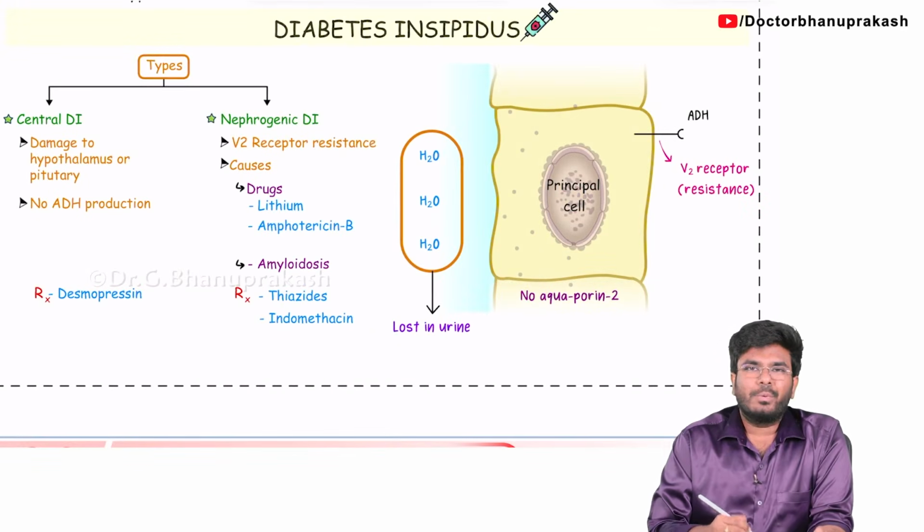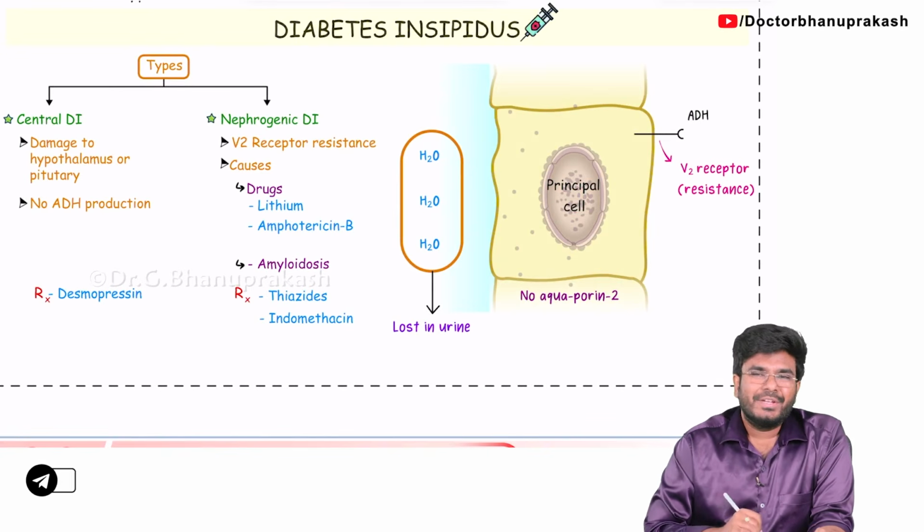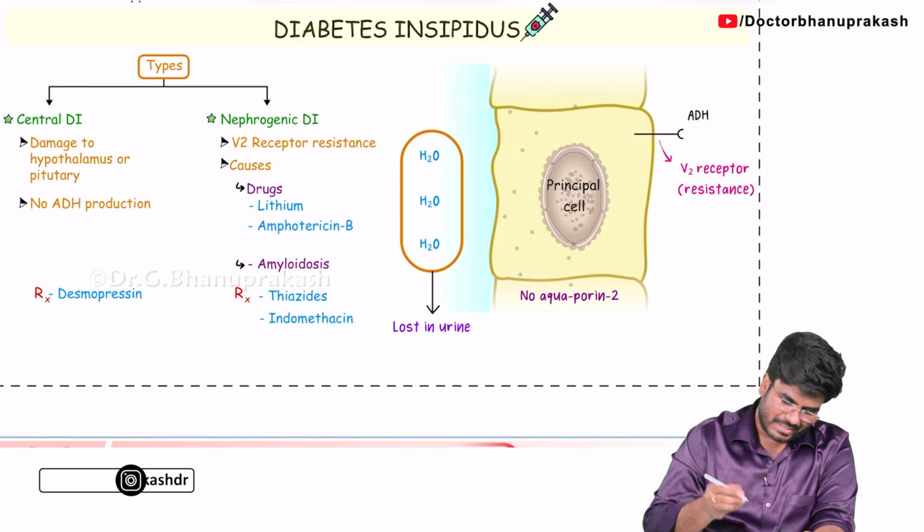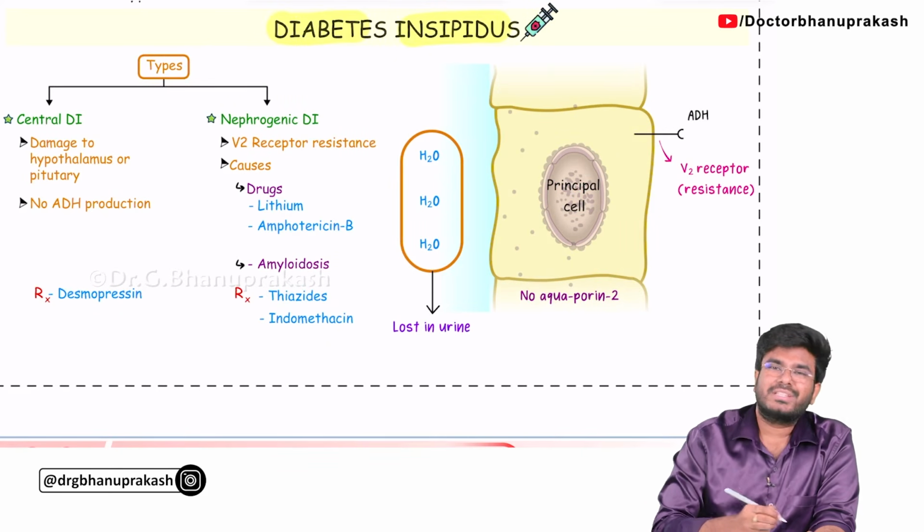Welcome back guys. Now let's continue with diabetes insipidus and SIADH. These two conditions are the disorders of the antidiuretic hormone. Now let's look at diabetes insipidus.